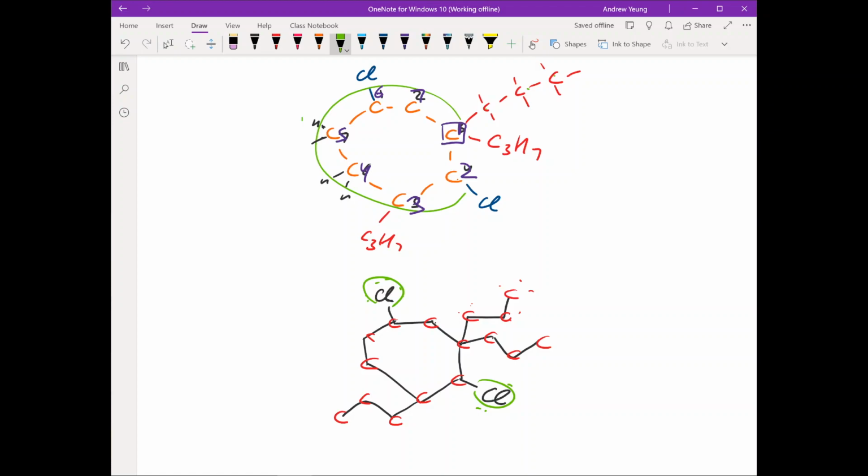Okay. So your worksheet will have a little bit more practice with this. Pretty much we just introduced that prefix here, cyclo, when things are a ring.